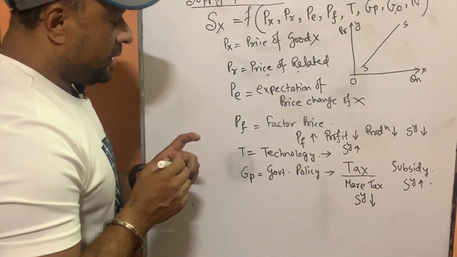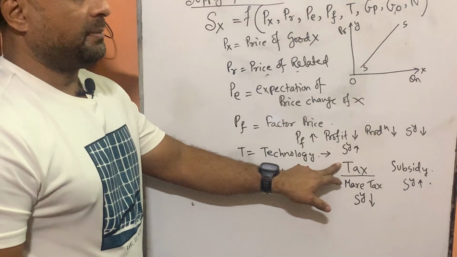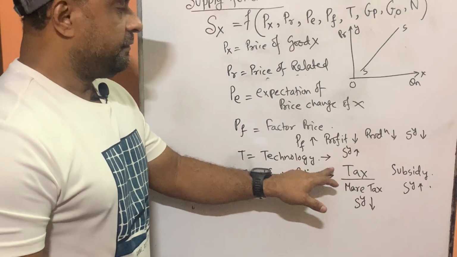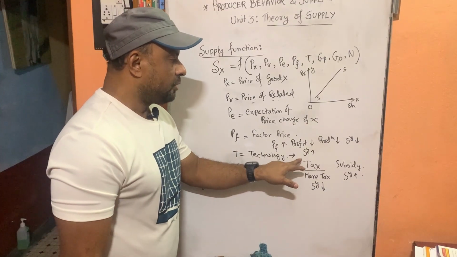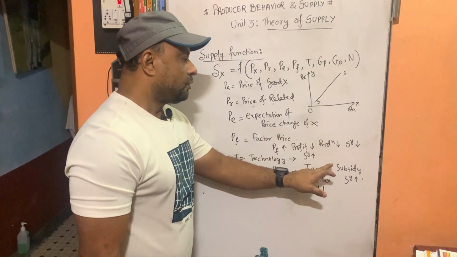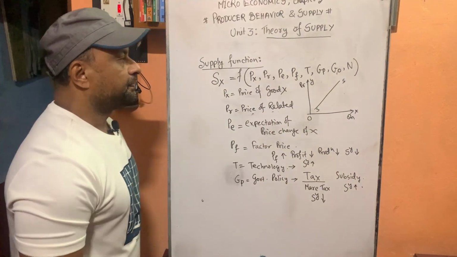And for that reason, the government never charges any tax from the farmer, because to encourage them, if the government charges taxes, that time they will reduce production. So to encourage them, the government never charges tax from the farmer. Not only that, the government provides subsidy also.